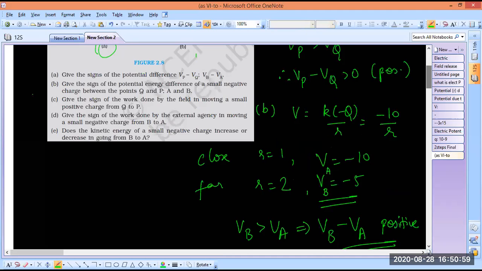Now we go to B. Give sign of potential energy. See, this can be very confusing, right? Please take it very carefully. Read it. Please give the sign of potential energy difference of small negative charge between points Q and P.